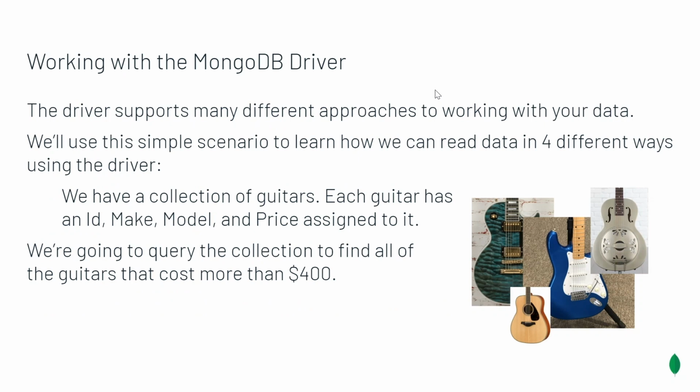We're going to assume for a minute here that we have a collection somewhere in MongoDB of guitars. Each guitar has 4 properties: an ID, make, model, and price. Okay, so we're going to pretend we're going to query for all guitars over $400, and we'll look at those 4 different approaches to doing just that.